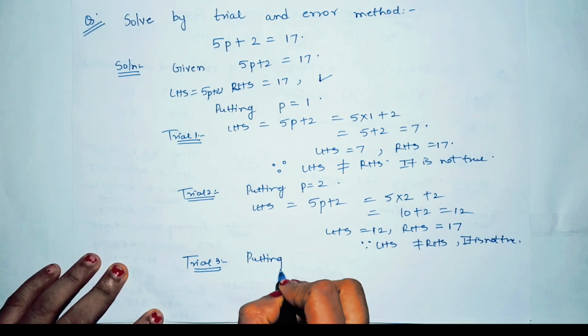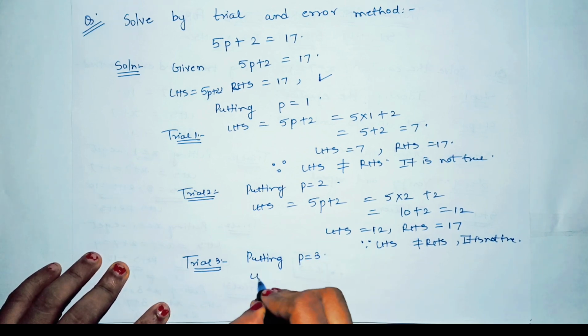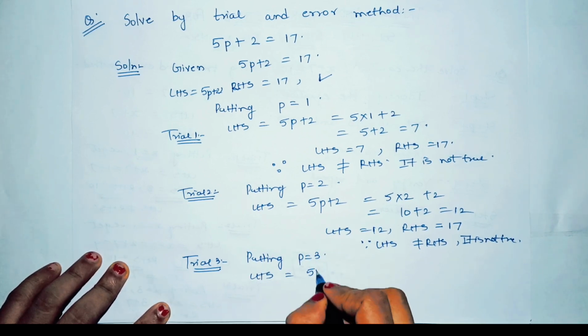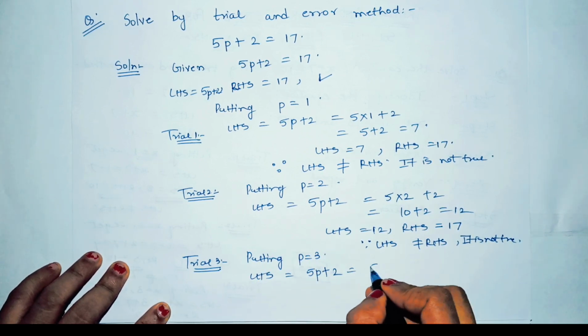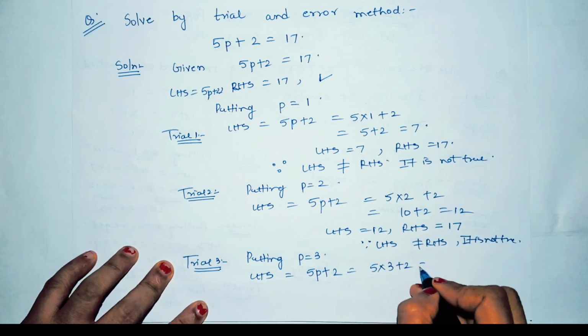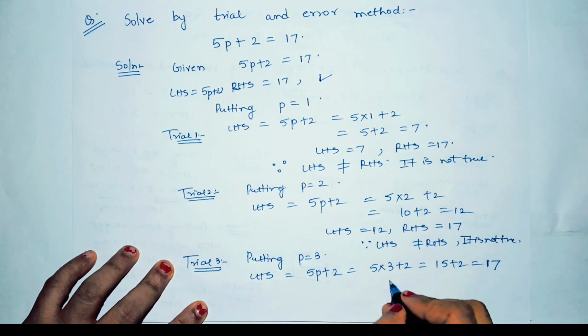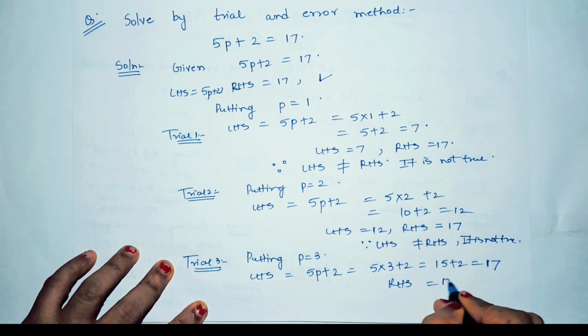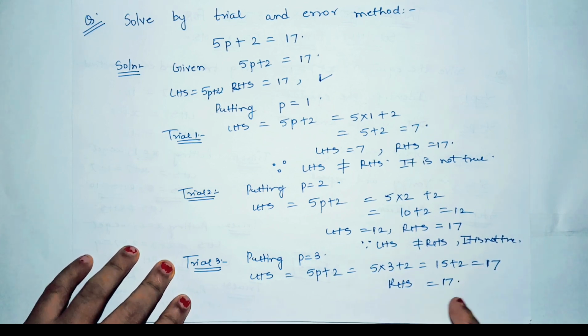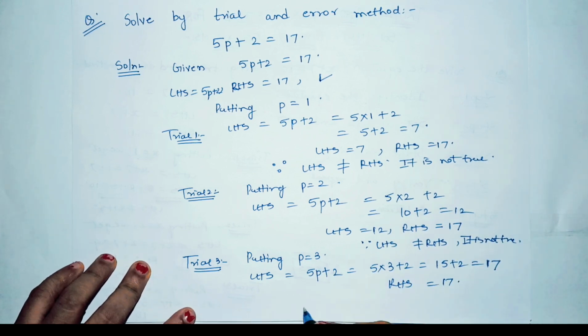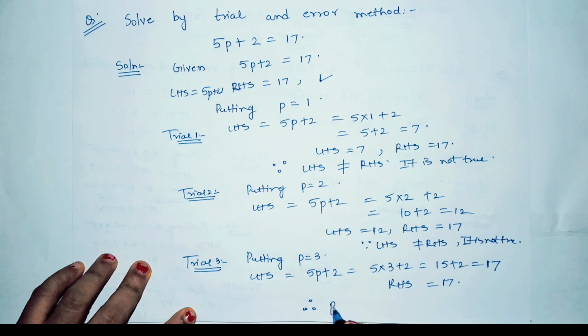Putting p equals 3. LHS equals 5p plus 2, that is 5 into 3 plus 2, which is 15 plus 2, that is 17, correct? And in RHS also you have 17. Are you understanding? What is step 5? Step 5 is the final solution. Therefore, p equals 3 is the solution of the given equation.